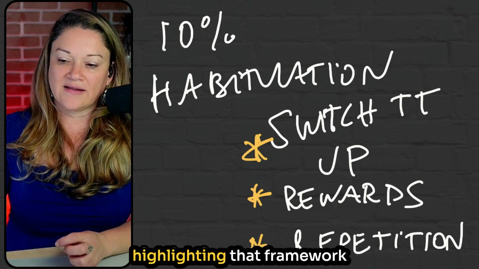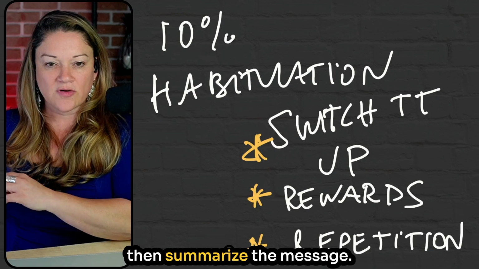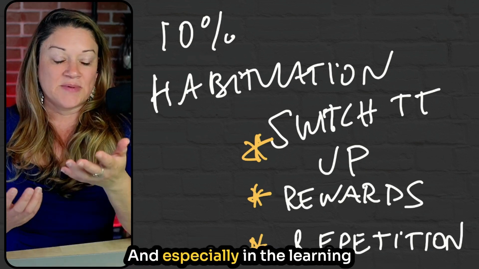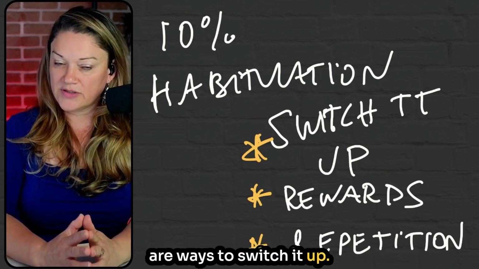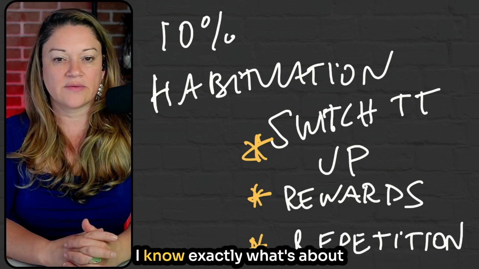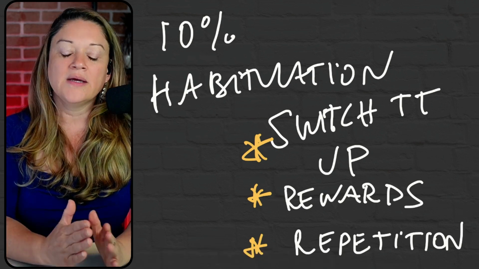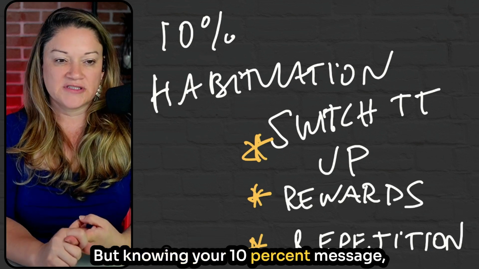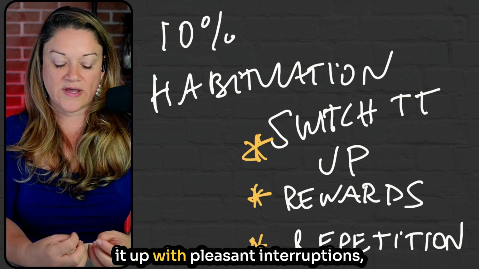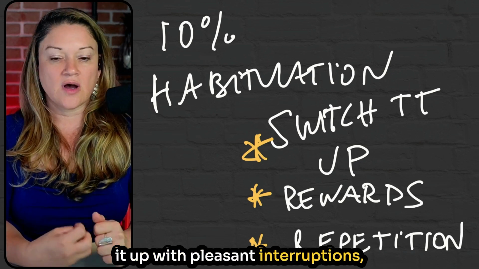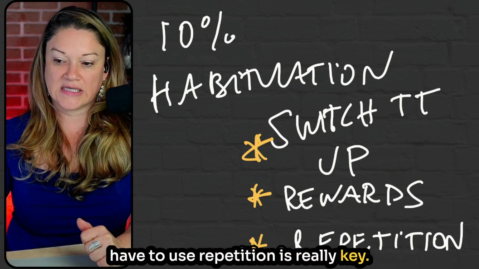And, Mark, you're highlighting that framework where we preview the message, tell them the message, and then summarize the message. And especially in the learning environment, I agree. Now, I think that there are ways to switch it up such that it's not like, okay, I know exactly what's about to happen, because then that becomes habituation as well. But knowing your 10% message, knowing people get used to stuff pretty quickly, and that we need to switch it up with pleasant interruptions, offer up some rewards, and that we have to use repetition is really key.